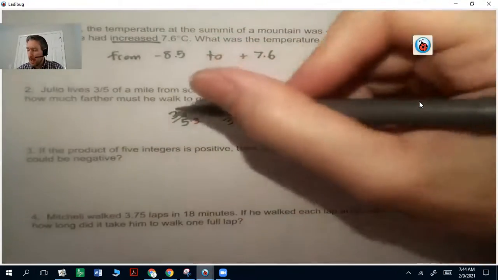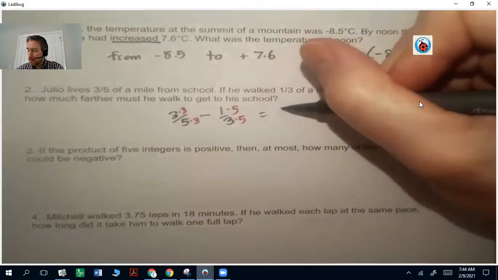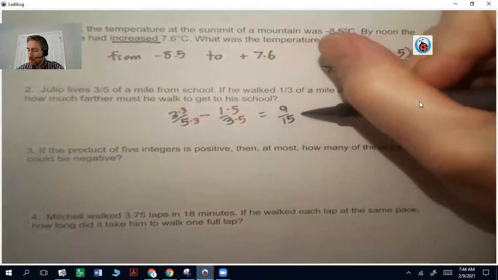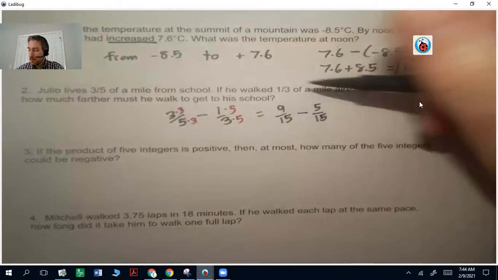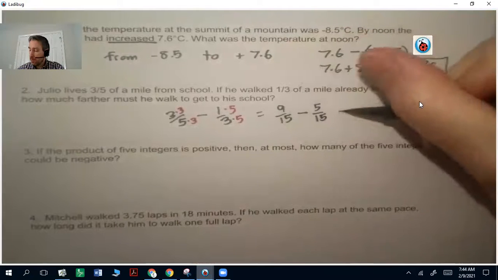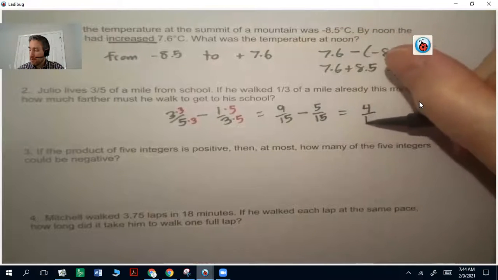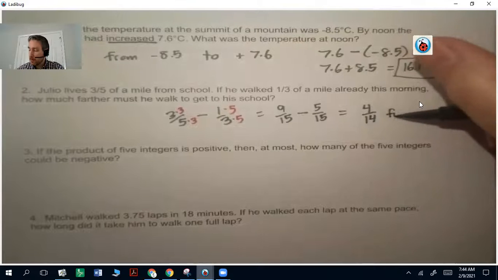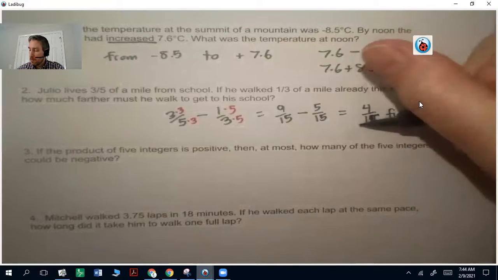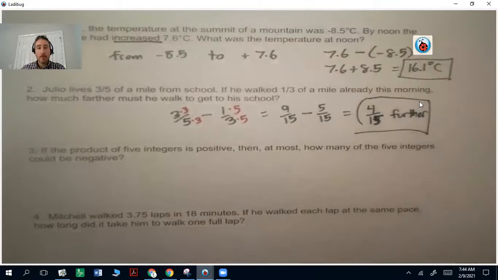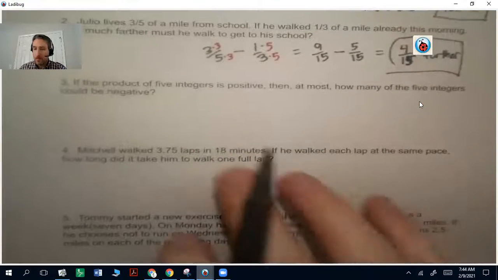So that ends up being 9/15 minus 5/15. 9 minus 5 is 4. So he'd have to go 4/15 of a mile further to finish his walk.